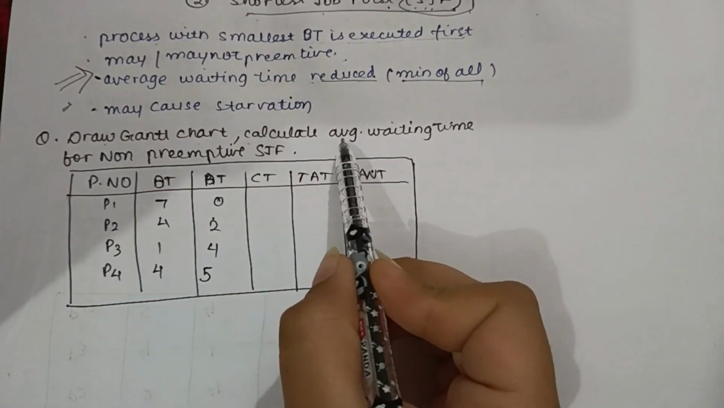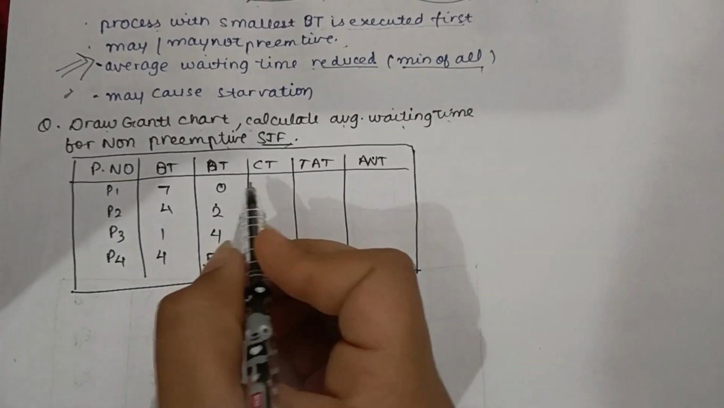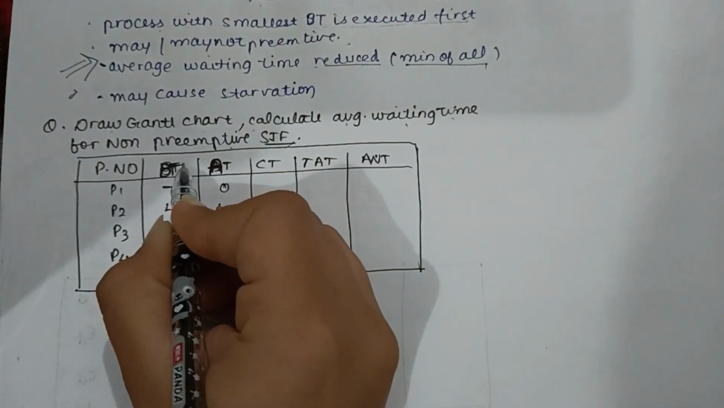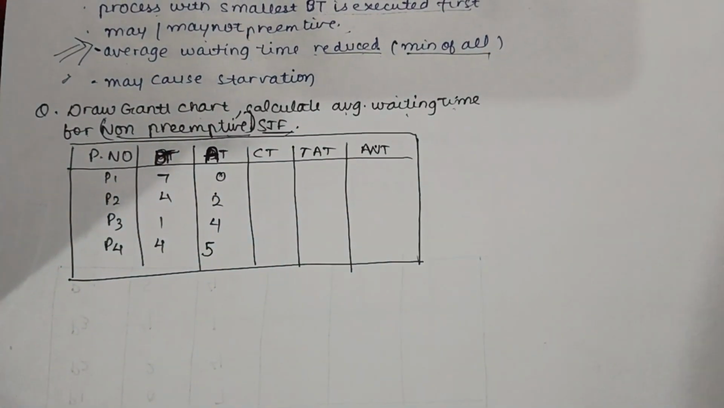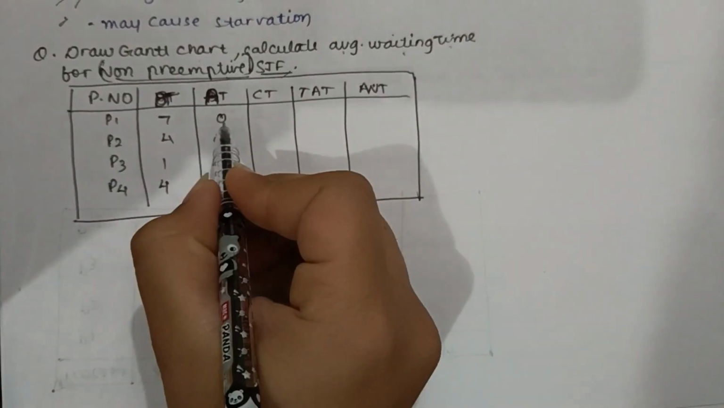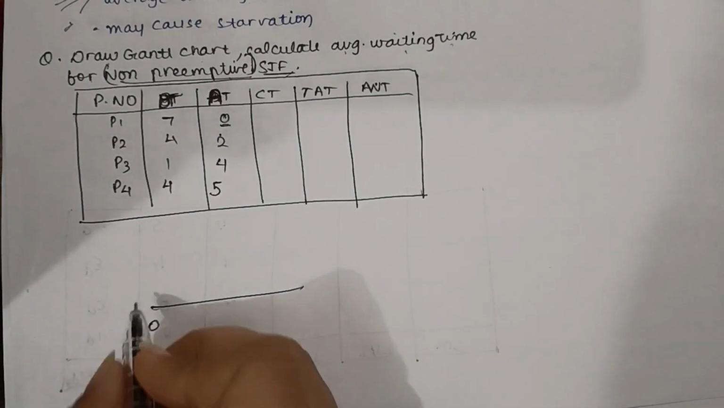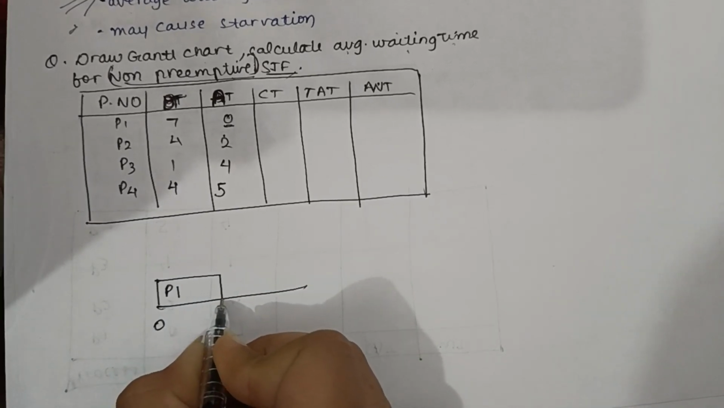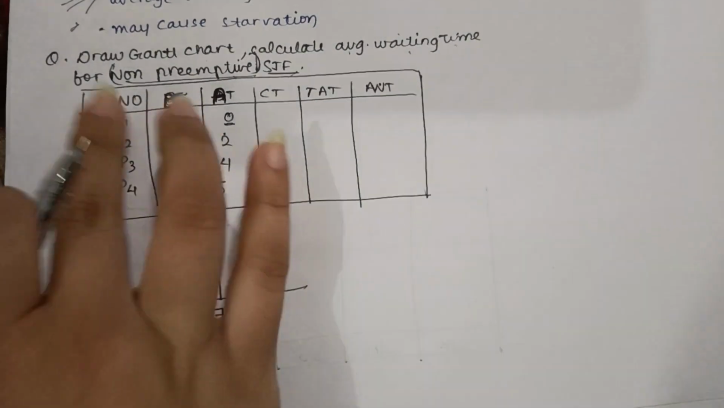Draw the Gantt chart, calculate average waiting time for non-preemptive shortest job first. Now in this case, we are given the arrival time and the burst time. We have non-preemptive, which means we cannot preempt the task once it gets started. So at the 0th time, we only have one process in the queue, that's P1. So it would be executed first. Because this is non-preemptive, it would be completed. It needs 7 units of time, so it gets completed at 7. So now P1 is not in the queue.